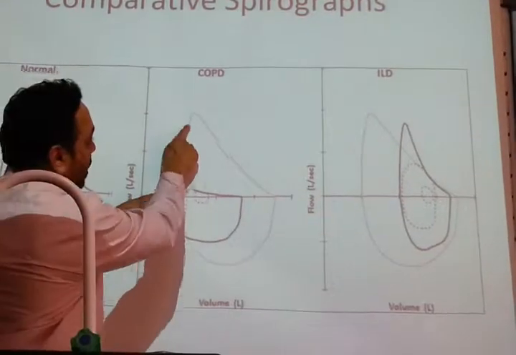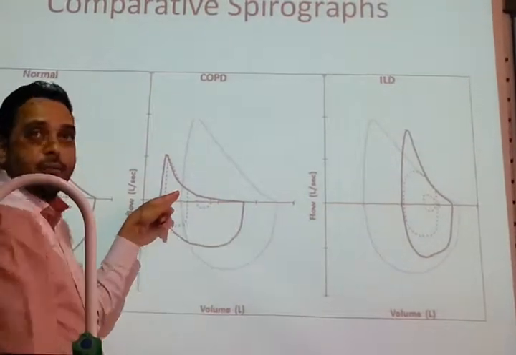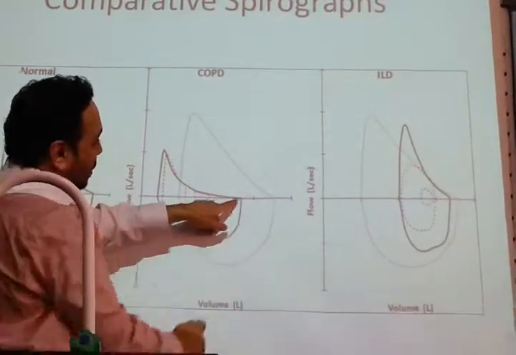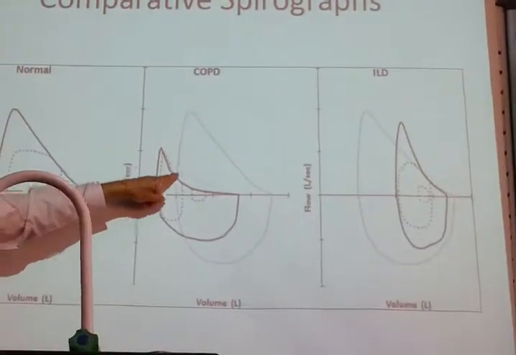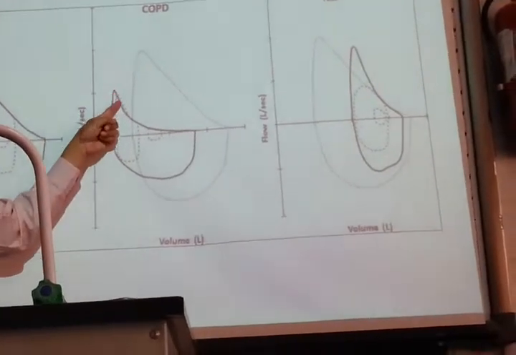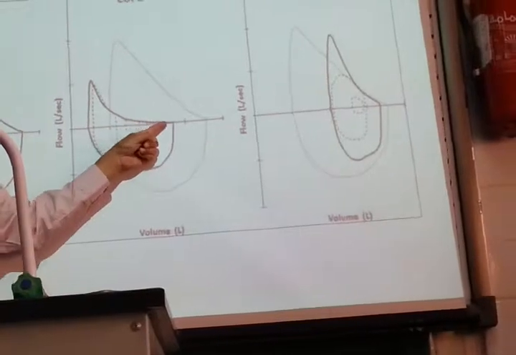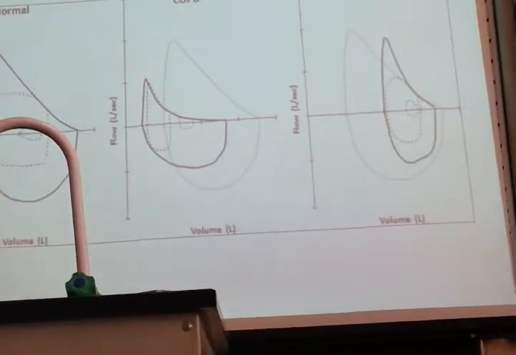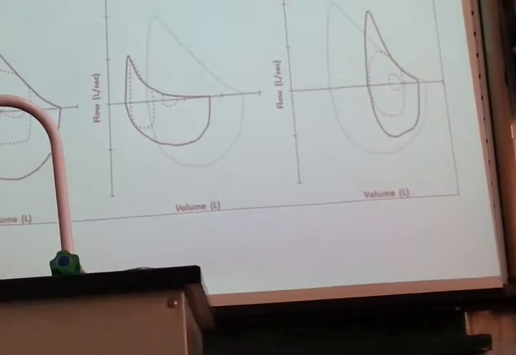Here you can see the downward slope is straight, whereas here you see the downward slope going like a curve, and see the distance. Here it is taking a long time for the air to come out. This is indicative of obstruction, because there is obstruction to the flow of air.